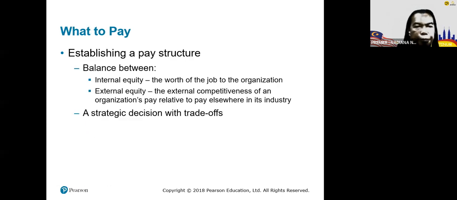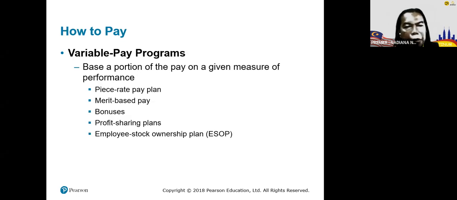Okay, how to pay? Variable pay program bases a portion of the pay on a given measure of performance. They must have a piece rate pay plan, merit-based pay, bonuses, profit sharing plan, and the employee stock ownership plan, the ESOP. That is a variable pay program, practiced by the modern organization. Bonus is always used by the organization. Profit sharing is also practiced by many organizations.